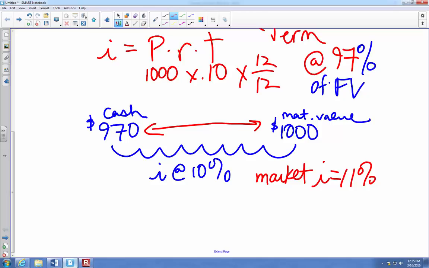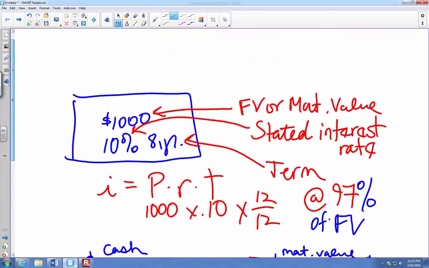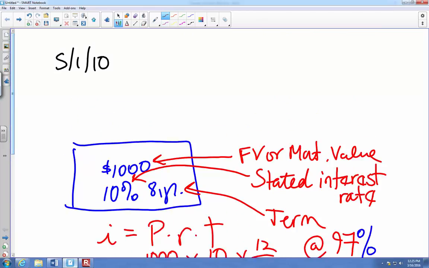So a discounted bond, the market rate is higher than the stated rate. Okay? So now let's go back up here and see if we can figure out what we think the journal entries are. And I'm going to put them in the order that I want you to do them. The first thing I want you to do is figure out how much cash you think I'm getting. How much cash do you think I'm getting? So figure that out, that's your debit.